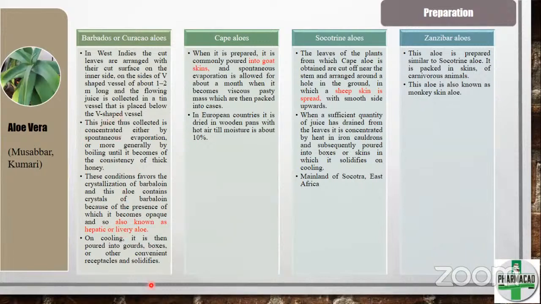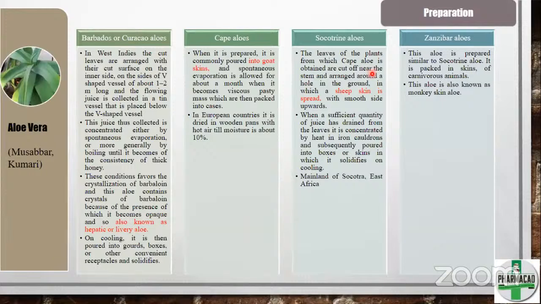Now on cooling, it is poured into gourds, boxes, or other convenient receptacles and it solidifies. What are Cape aloes? Cape aloes are generally produced in goat skins. Basically, whatever juice comes out from the offsets, they are going to pour it into the goat skin. Again, same process. Evaporation is allowed for about a month when it becomes a viscous pasty mass, and then it is packed into cases. Now in European countries, it is dried in wooden pans with hot air till moisture is about 10%.